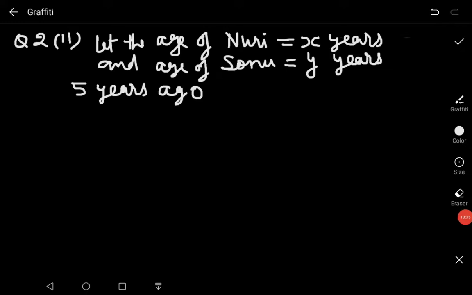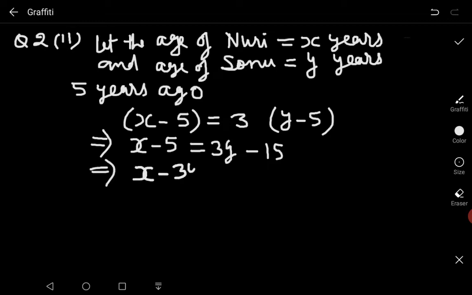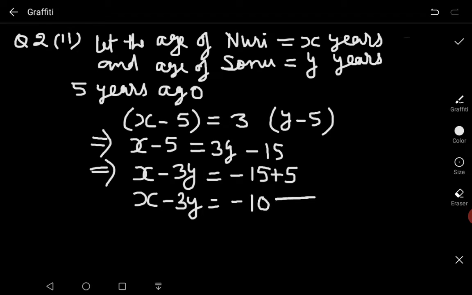So we have taken age of Noori equal to x and age of Sonu equal to y, and 5 years ago age of Noori was x minus 5 and age of Sonu was y minus 5. But the relation between these two is given: age of Noori was thrice the age of Sonu. So let us solve this equation. x minus 5 will be equal to 3y minus 15. First we multiplied 3 by 5, we get 3y, when we multiply 3 by 5 we get 15, right. So this equation can be written as x minus 3y is equal to minus 15 plus 5, and x minus 3y will become minus 10.